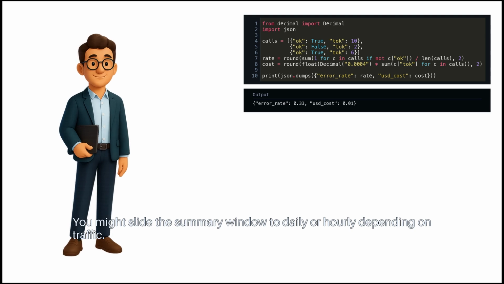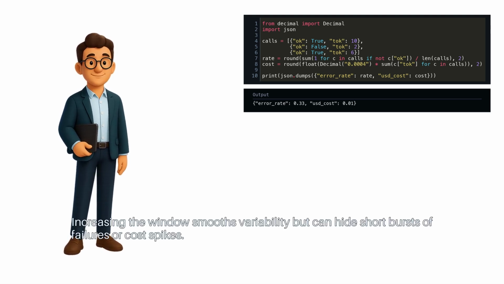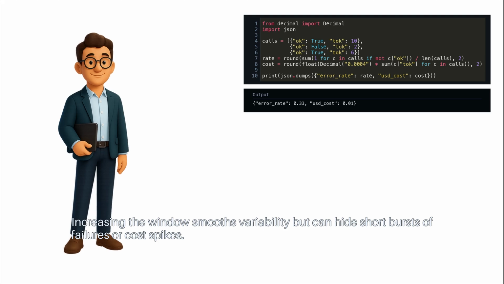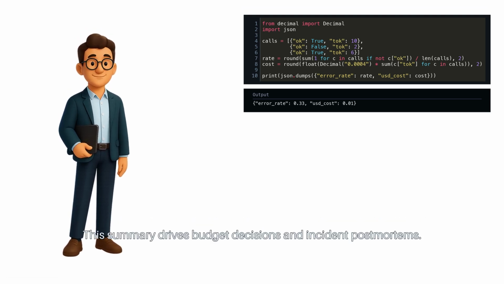You might slide the summary window to daily or hourly depending on traffic. Increasing the window smooths variability, but can hide short bursts of failures or cost spikes. This summary drives budget decisions and incident postmortems.